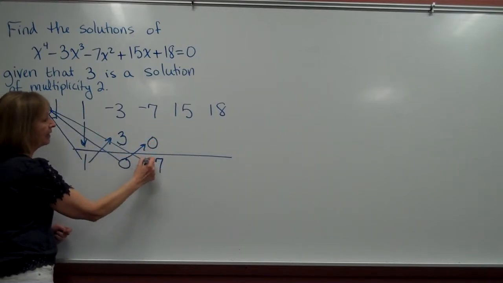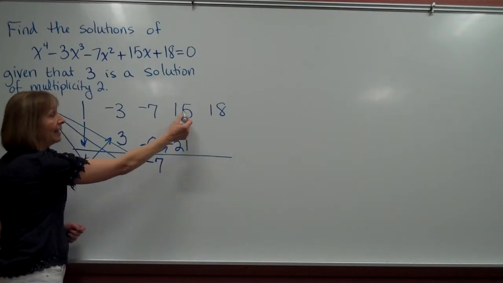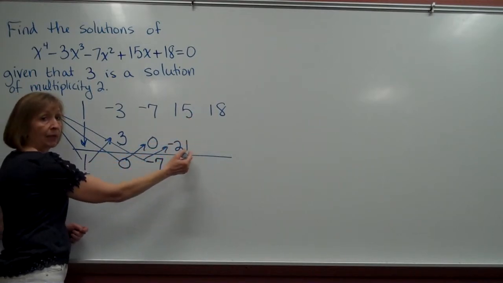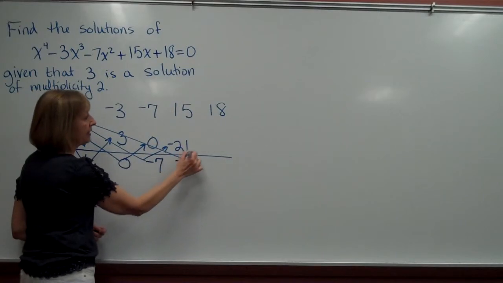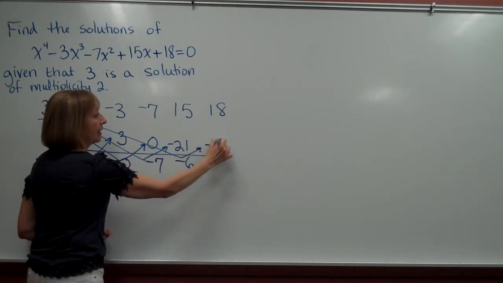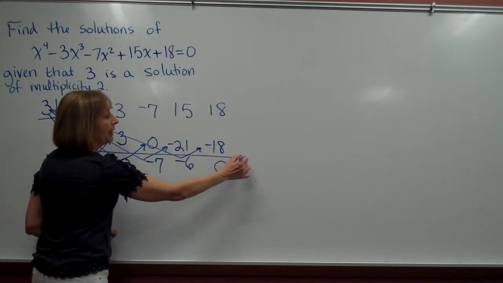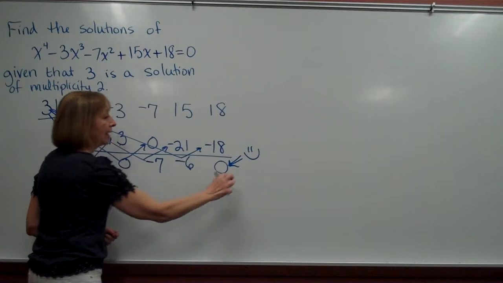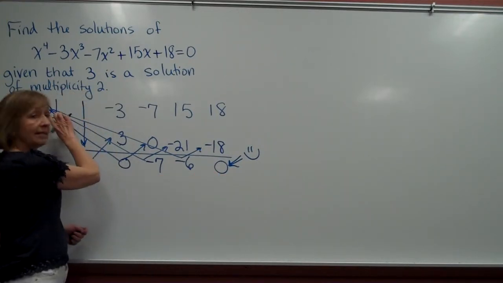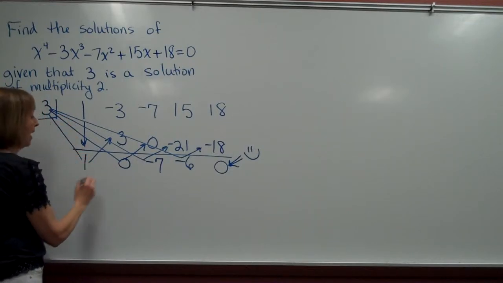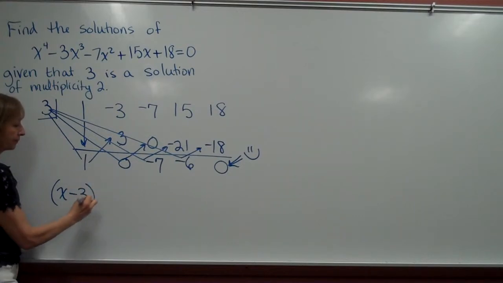Then 3 times negative 7 is negative 21. And then we add 15 plus negative 21 is negative 6. And then we multiply. 3 times negative 6 is negative 18. And then we add negative 18 plus 18 is 0. So getting a 0 as a remainder tells us that this division goes in evenly. So x minus 3 is a factor.